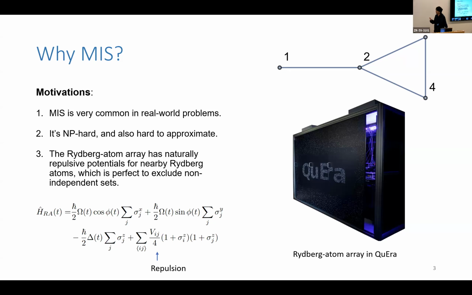And why should we study this hard problem on QuEra's machine? The advantage is that the QuEra Rydberg atom machine contains a naturally repulsive potential between two Rydberg atoms. If two vertices are present nearby, then there would be a very large repulsive potential, which is this V_ij term. This will increase the energy by a very large amount so that we can naturally distinguish independent sets from non-independent sets on the hardware side.